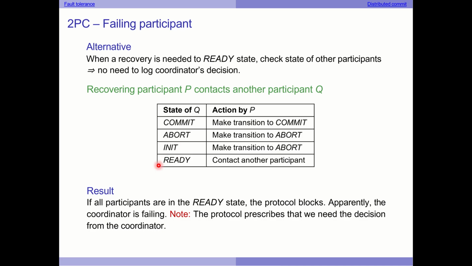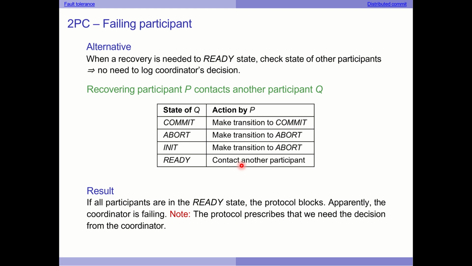But when they are in the ready state and they contact another participant, P decides based on the state of Q. If Q never voted yes, meaning vote commit, then global commit is impossible, because we already know that in a distributed system, if one of the participants says no, nothing will happen. If all participants are in the ready state, the protocol will block.